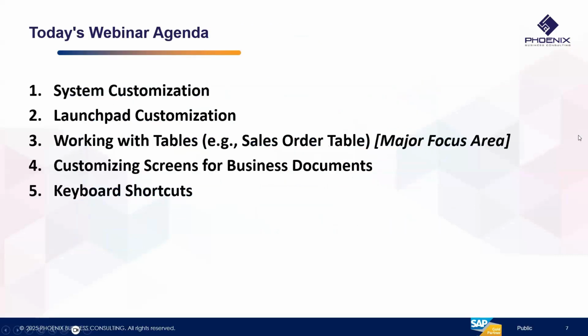The agenda for today, we're going to go through some system customization. After that, we'll go through Launchpad customization. So working with the UI quite a bit there and some of the tips and tricks around the customization. Working with tables. As an example, the sales order table, that's going to be a major focus area today. Then customizing screens for business documents and some keyboard shortcuts. So a lot of tips and tricks that are going to pertain to and be useful for current users of the system, but also quite valuable for those of you that may be considering ByDesign as well.